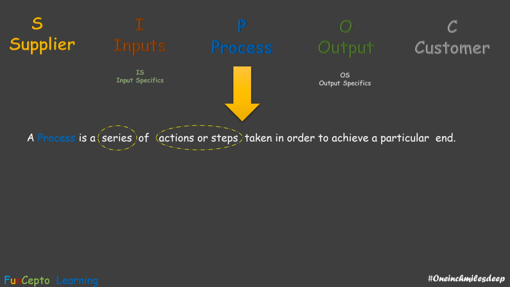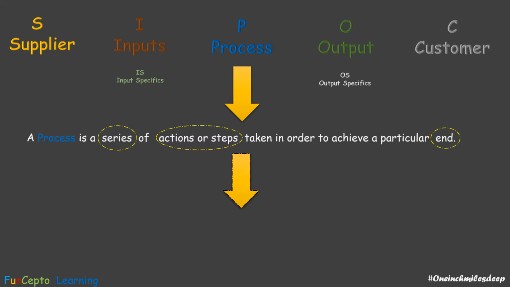What do you mean by actions or steps? What are you going to do in that particular step? That's what you define: what action are you going to take in any given step. And finally, what are you arriving at? What is the end result of a process? That's what the entire process is all about. These are the key learnings.